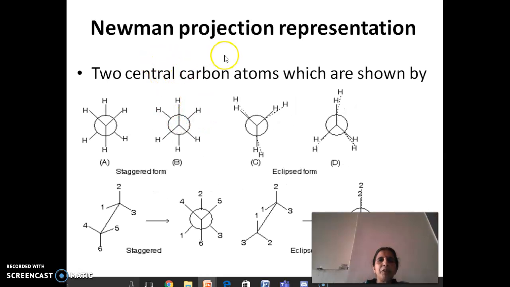In the Newman projection representation, the two central carbon atoms are shown by a dot, which represents the front carbon atom, and a circle, which is shown for the back or the rear carbon atom. This is a staggered conformation represented in Newman projection. These are the two staggered forms and these are the eclipsed forms.